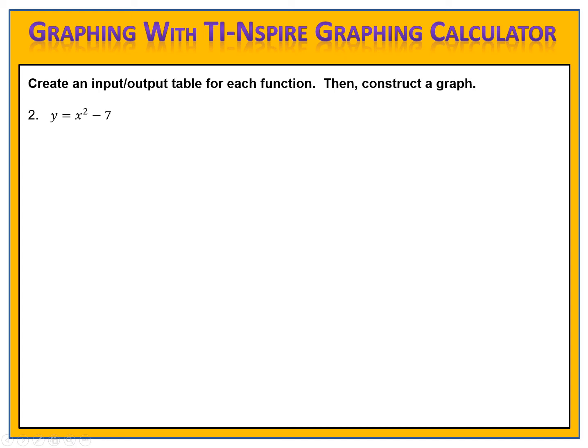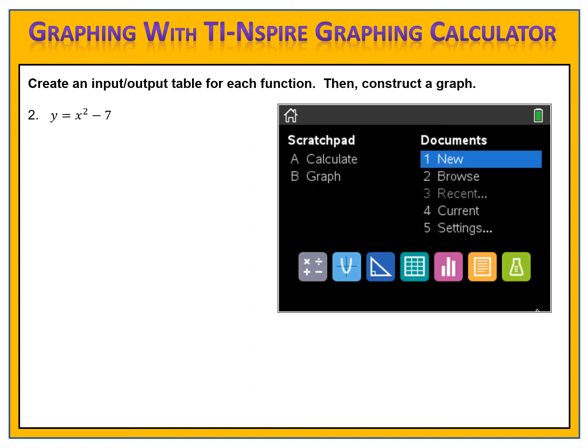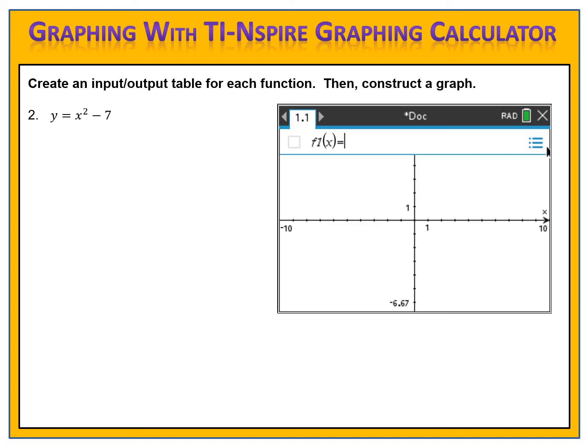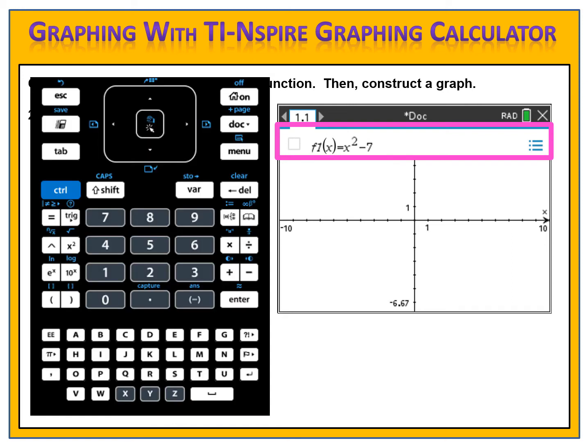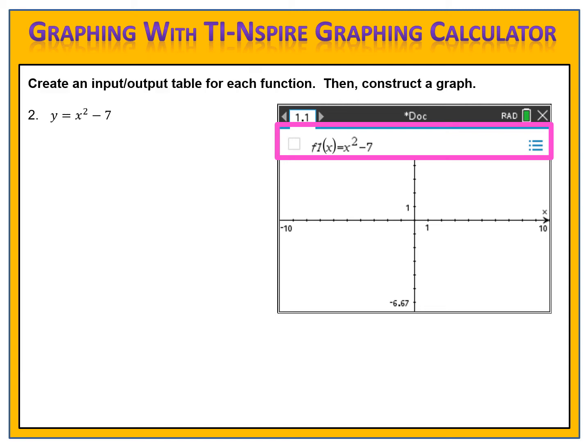In exercise 2, we want to create an input and output table for y equals x squared minus 7. Once again, let's take our graphing calculator and go to the home screen. Start a new document, add a graph, and you'll be brought to this screen right here. And we want to enter the equation. We have y equals x squared minus 7. So in that box, we will type x squared minus 7. If you don't recall how to put the squared in, remember that there's a key right here next to the number 4 that says x squared. If you type the x and then hit that button, it will create the squared. Now we hit enter.